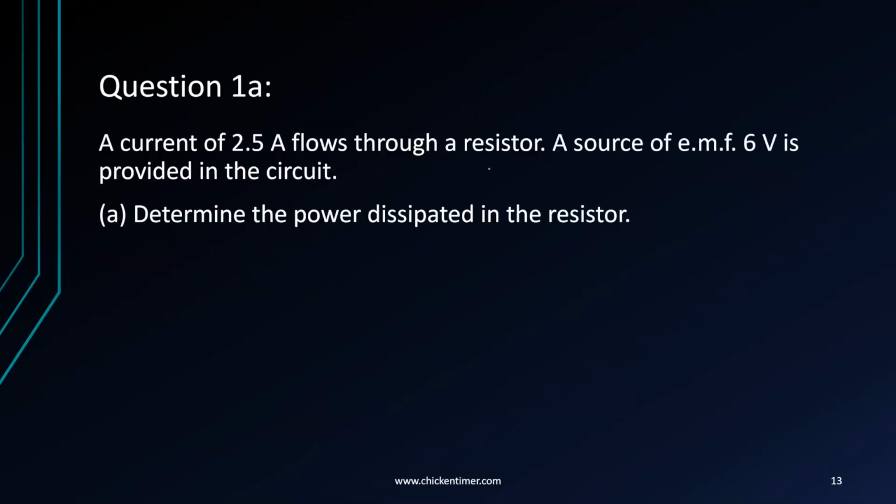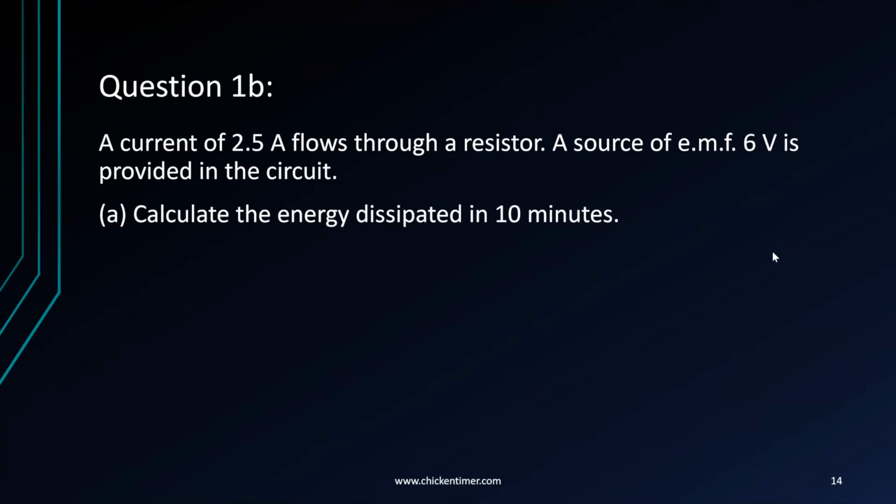So what I do with questions like this is I'll just read and write down what is given. A current of 2.5 amperes flows through a resistor. A source of EMF 6 volts is provided in the circuit. Then they say determine the power. That's part A. Because now they're asking for power, right, I will go to my mind and find all the formulas. Then I'll just use the formula that has P, I, and V.